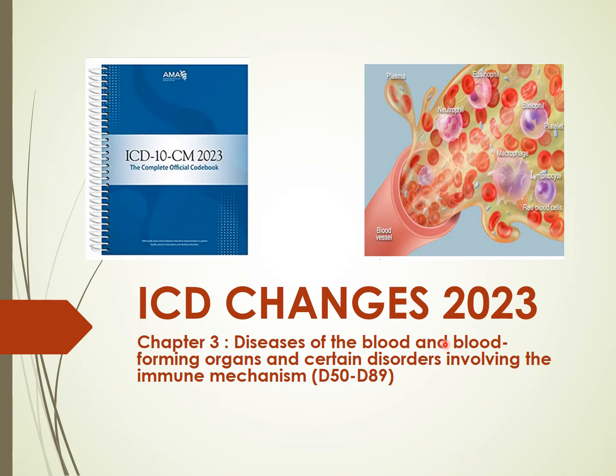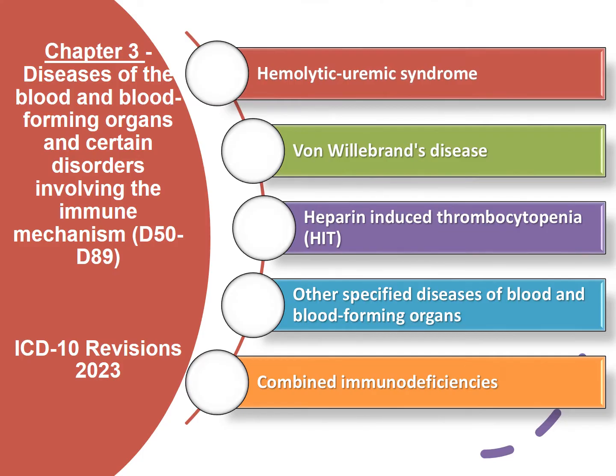Hi viewer, today in our video we will see chapter 3 ICD changes. Chapter 3 is diseases of the blood and blood forming organs and certain disorders involving the immune mechanism. The code range is from D50 to D89. Coming to the changes.